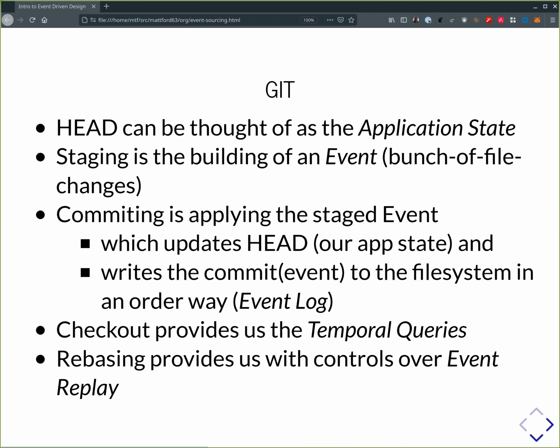When we check out an older commit in Git, we're doing a temporal query. We're going back in time. Conceptually, you can imagine that you replay all your commits up until that point, and there you are. And then rebasing does a very similar thing. If you do a funky rebase, where you start changing the order of where you did your file editing, then that's like event replay. So that works quite nicely.